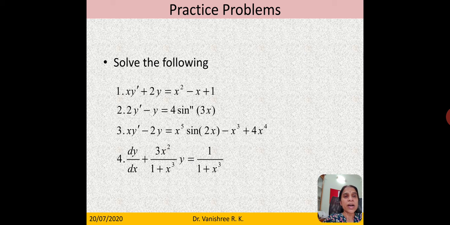Hope you have understood the procedure for solving the first order linear differential equation. Next we shall meet with one more video lecture on one more method of solving the first order linear differential equations.